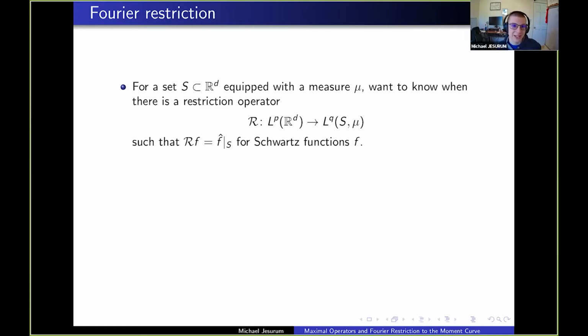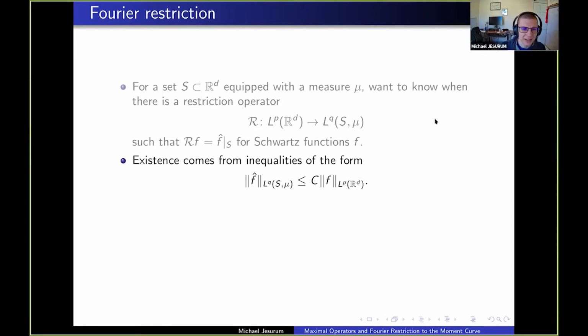We want to know when there's a restriction operator that restricts the Fourier transform. So a bounded linear operator from L^p of all of R^d into just L^q of the surface so that the Rf matches up with f hat whenever f hat actually makes sense on the surface. Like if you have a Schwartz function, then f hat is continuous and we can really make sense out of it.